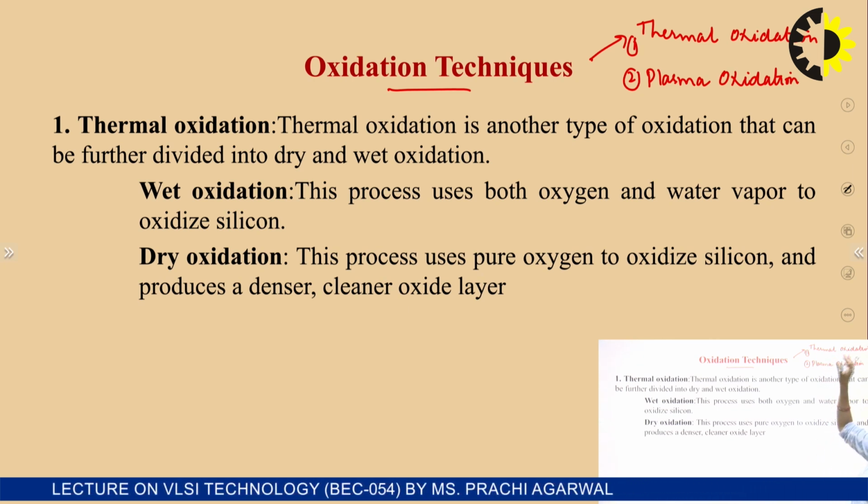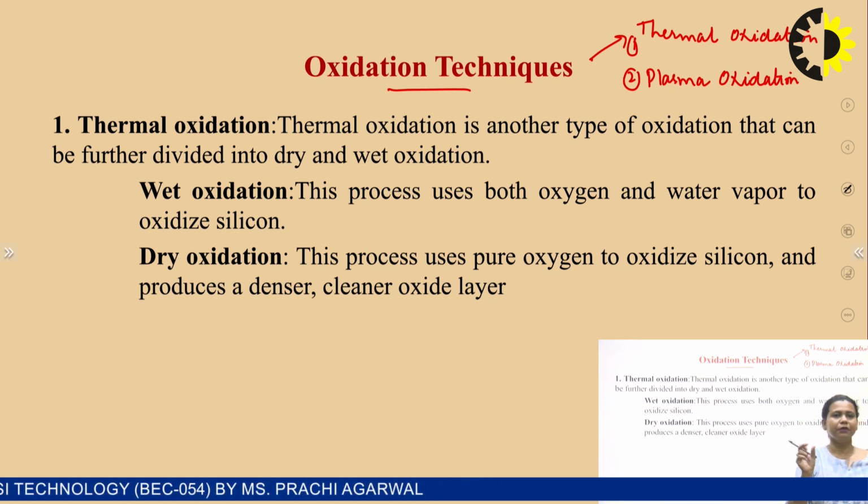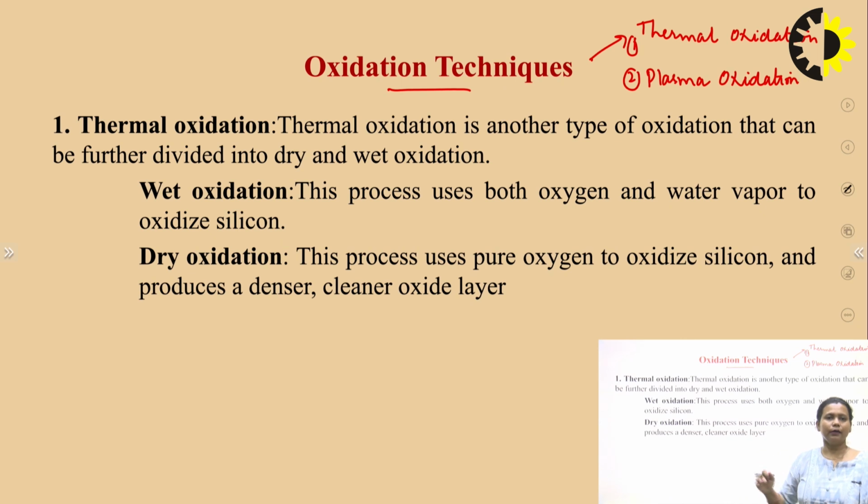In the thermal oxidation technique, thermal means related to temperature, and oxidation is the process that makes an oxide layer on your substrate or wafer. Thermal oxidation can further be divided into wet and dry oxidation. So thermal oxidation is of two types, dry oxidation and wet oxidation. In wet oxidation, the silicon substrate reacts with oxygen and water vapor.